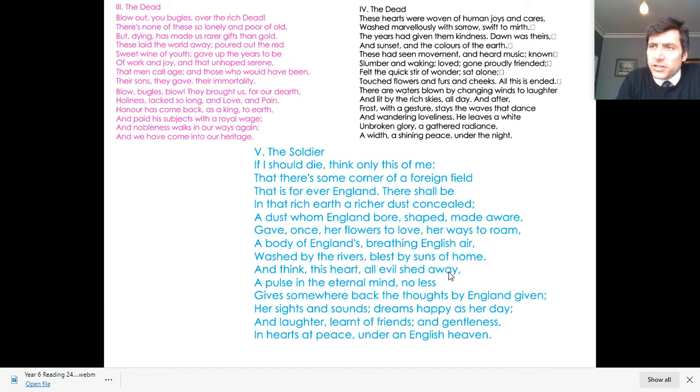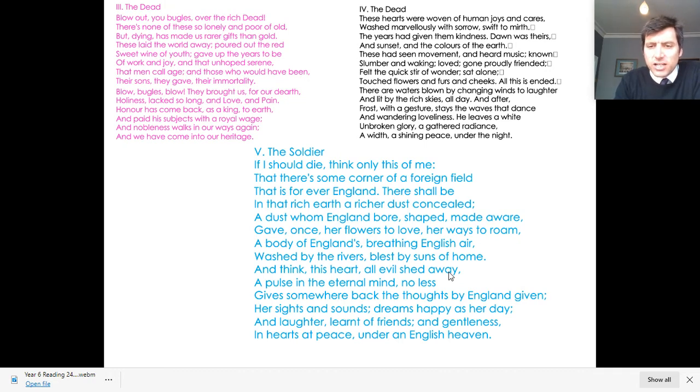The final poem, then, The Soldier. Another sonnet, another 14-line poem. If I should die, think only this of me. There is some corner of a foreign field that is forever England. There shall be in that rich earth a richer dust concealed, a dust whom England bore, shaped, made aware.